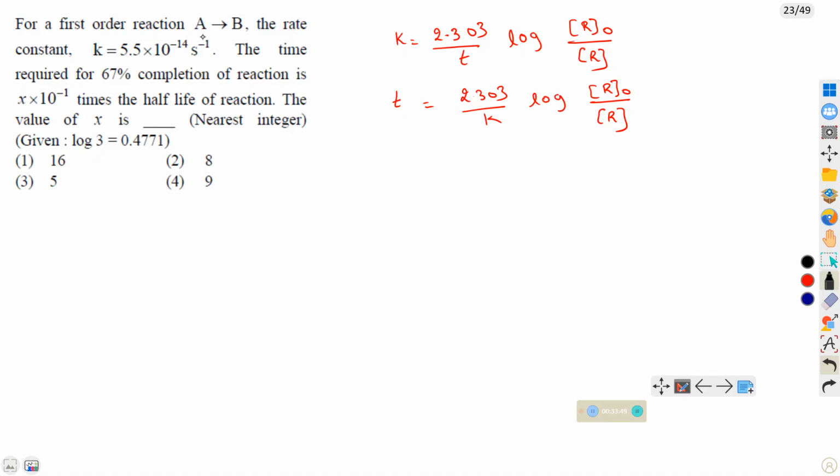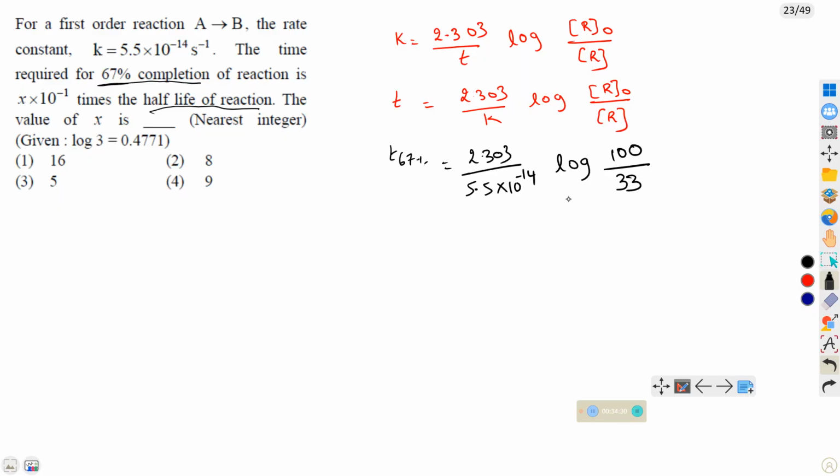For a first order reaction, A gives rise to B. The rate constant K is equal to 5.5 into 10 power minus 14 second inverse. The time required for 67% completion of a reaction is X into 10 power minus 1 times the half-life of the reaction. The value of X is. Okay, calculate T 67%. Simplify: 2.303 by K value 5.5 into 10 power minus 14, log of 100 by 100 minus 67, remaining 33.